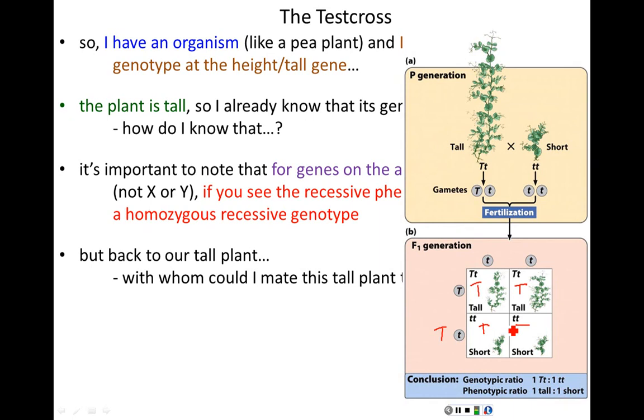If half of my baby plants are tall and half of them are short, what brought that shortness out was a recessive allele in my tall parent, and so I know that the tall parent was indeed heterozygotic. That is the test cross.